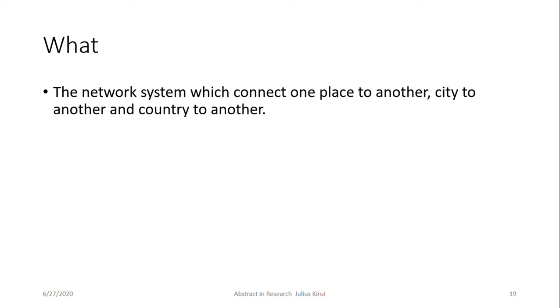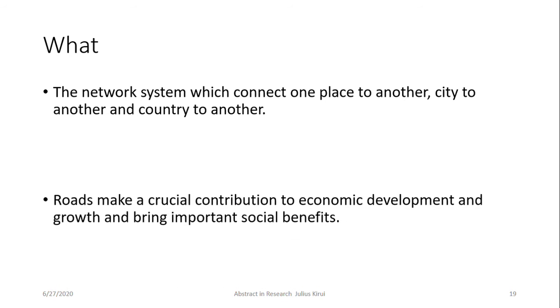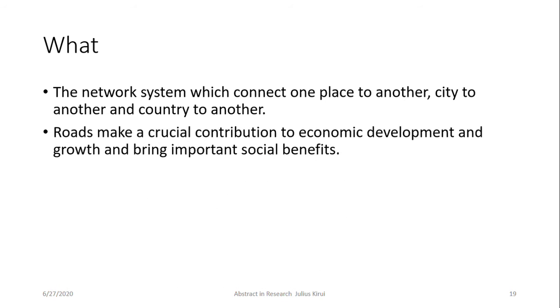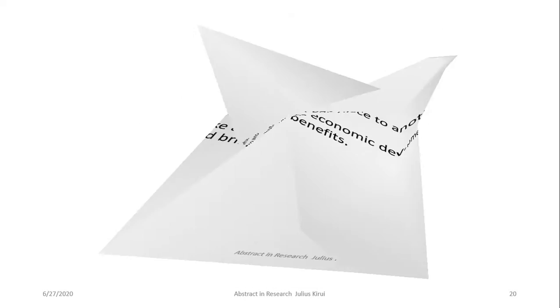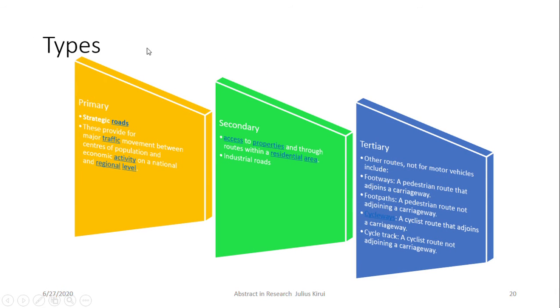Road is the network system which connects one place to another, a city to another, a country to another. Roads make crucial contribution to economic development and growth and bring important social benefits. So when you think about road, this is what you need to have in mind. Every day we see it. There are types of roads. We have three types of roads.